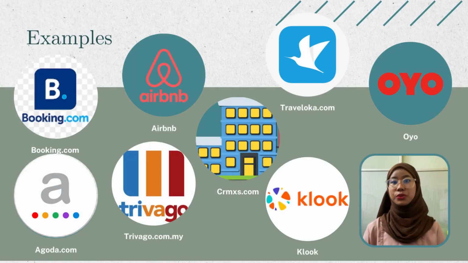We will move on to examples of hotel websites and apps in Malaysia. Firstly is booking.com, agoda.com, Airbnb, trivago.com, crmxs.com, traveloka.com, and oyo.